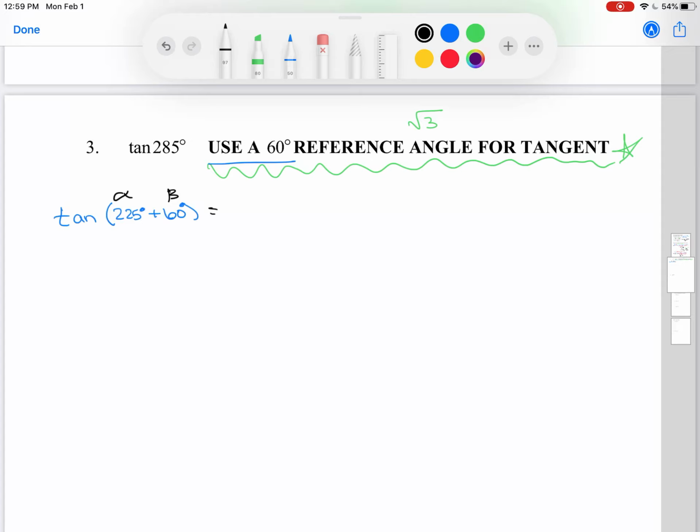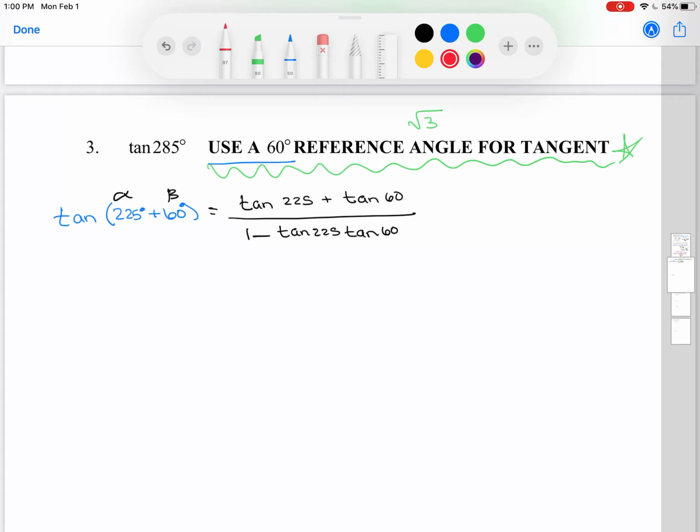So here's my alpha, here's my beta. I'm using the tangent identity this time, and I'm doing the addition. So matching all of my top pieces together, I have tangent at 225 plus tangent at 60, divided by 1. Again, same pieces. So instead of adding in the denominator, it now tells me I want to subtract tangent 225 times tangent 60.